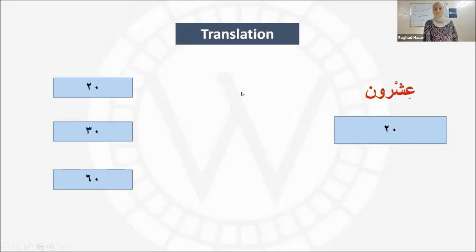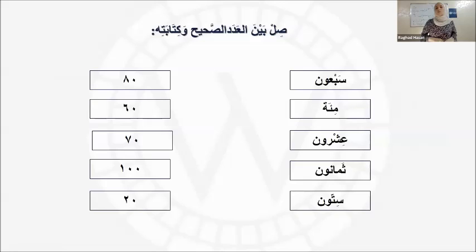Okay, now match between the numbers and the right ones. So we have first here سبعون, مئة, عشرون, ثمانون, ستون. Again, the first one is سبعون, مئة, عشرون, ثمانون, ستون. Okay, let's start with سبعون. So سبعون is first, second or third? Come on, guys. So سبعون.